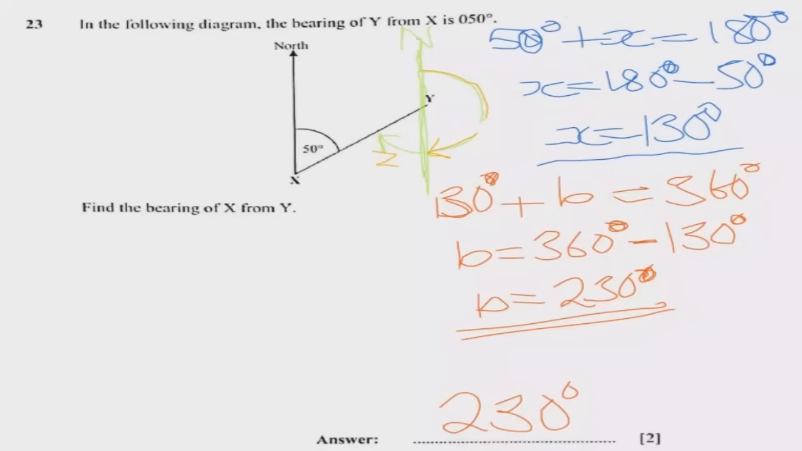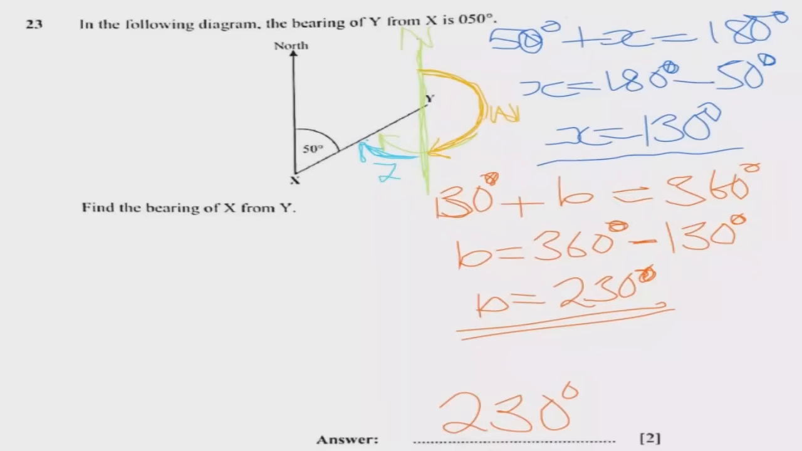Let me remove Z here first. We can call this one W. This is angle W, the one that comes from this line. Then we can call the other remaining angle, which is this angle, z.